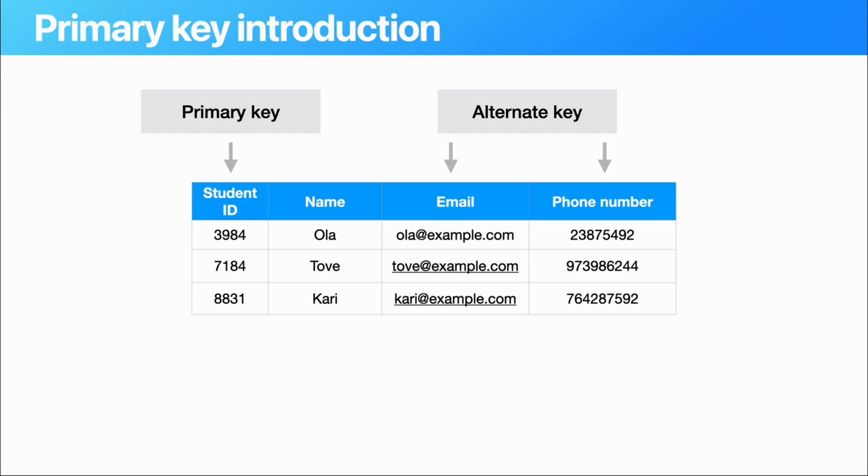So for student ID, we chose it as the primary key, and the rest of the columns will be used as the alternate key. Now candidate key and alternate key are just terms, but out of all these three, candidate key, primary key and alternate key, the most important is the primary key, because we're going to tell SQL that we are going to use student ID as the primary key for this table.